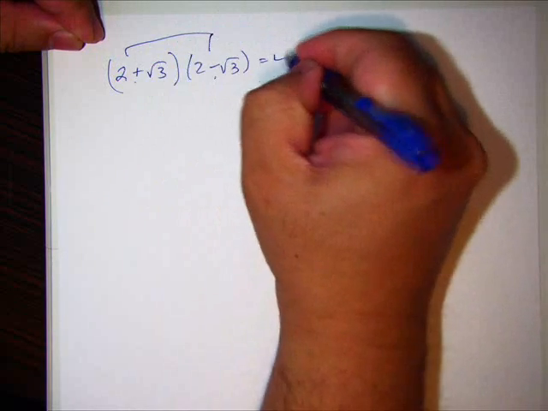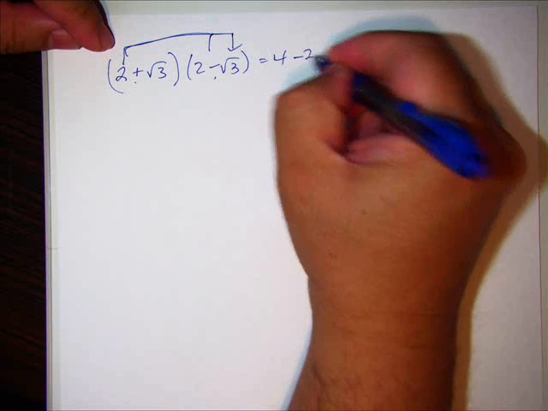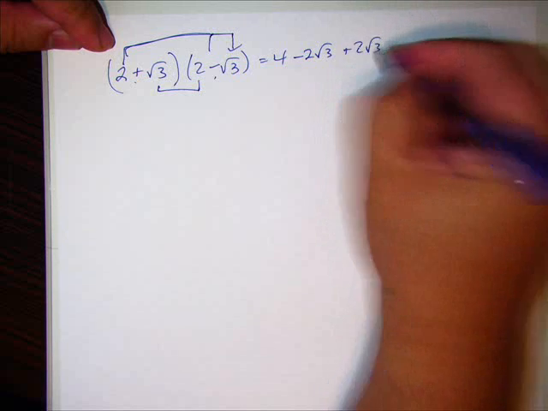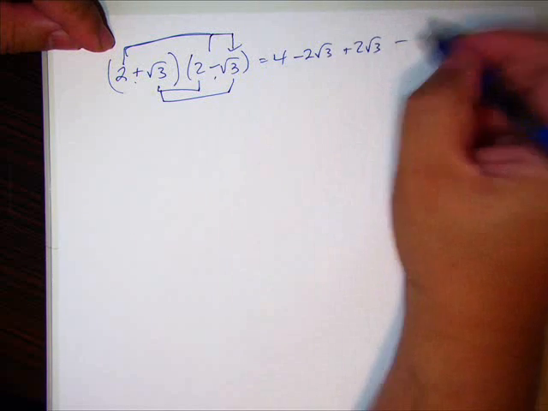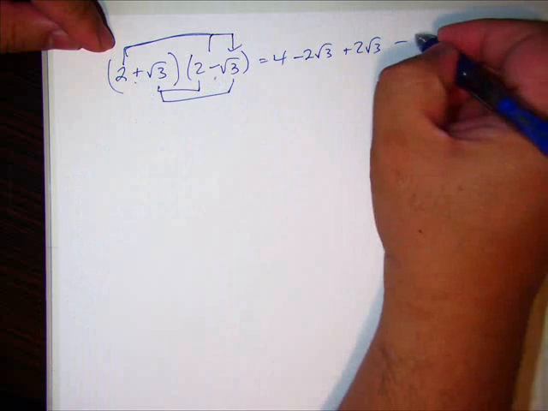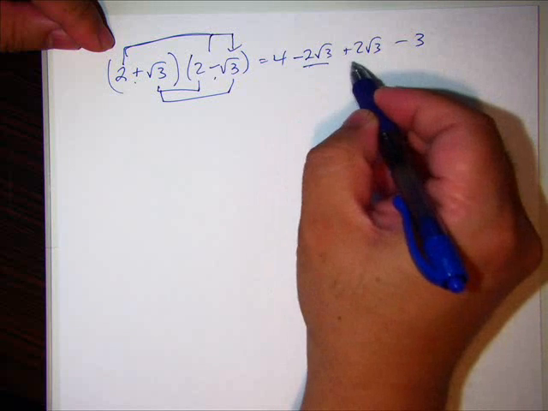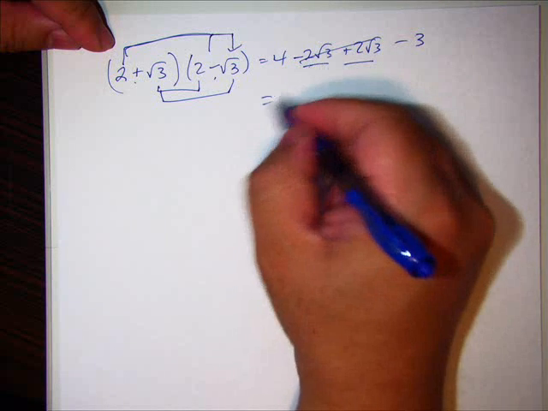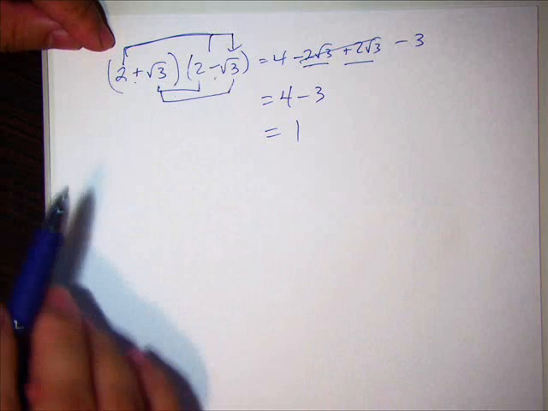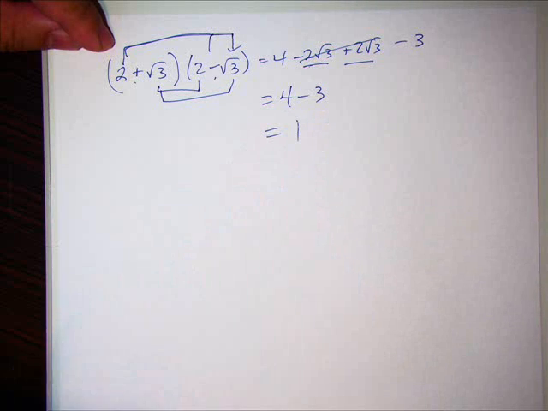2 times 2 is 4. 2 times minus root 3 is minus 2 root 3. Then root 3 times 2 is 2 root 3. Then root 3 times minus root 3. Remember, when you multiply that, you only get a 3. The negative 2 root 3 and the positive 2 root 3 cancel each other, giving me 4 minus 3, which simplifies to 1. That's the point of the conjugate, to get rid of the radical. And there, it's gone.